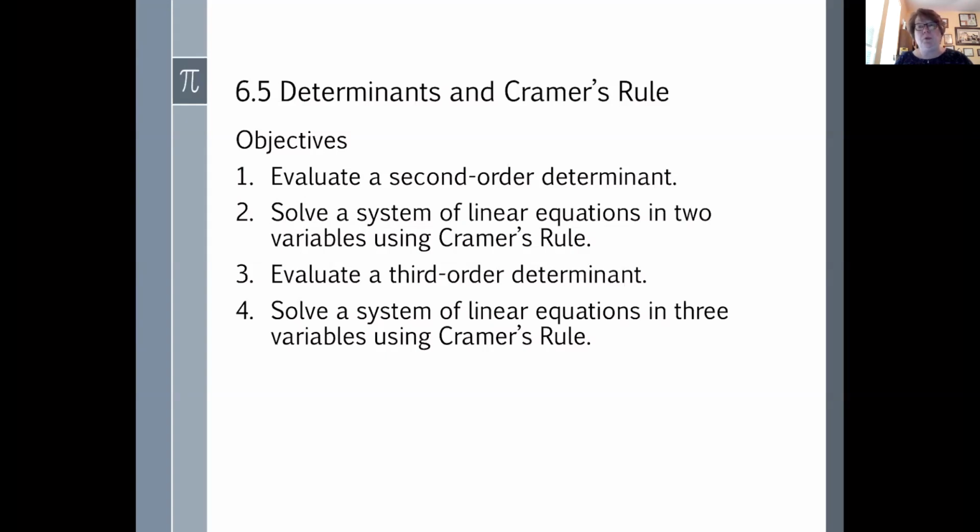Then we're going to learn 3 methods for evaluating a third order determinant, or a determinant of a 3 by 3 matrix, 3 rows, 3 columns. We'll do it by formula, we'll do it by cofactor, and then we'll use our calculator. Then we'll use those determinants to solve a system of linear equations in 3 variables using Cramer's rule.